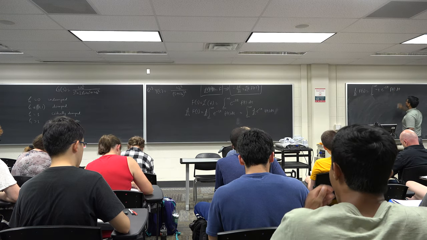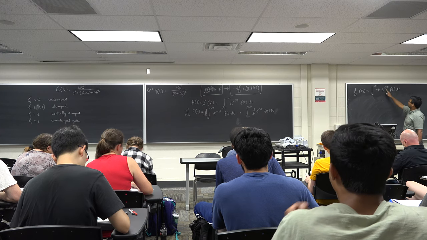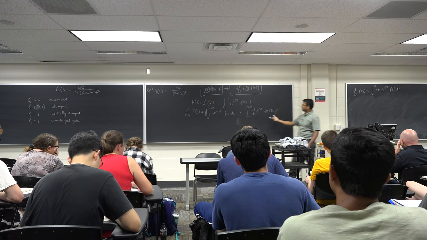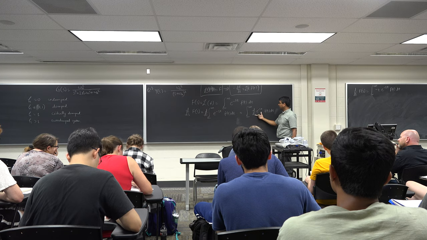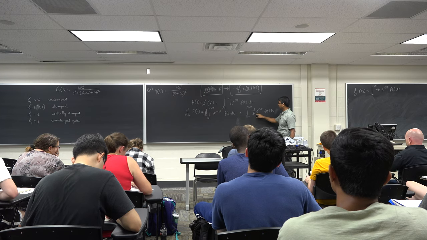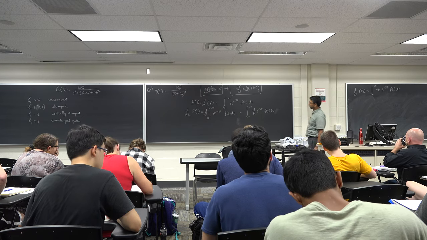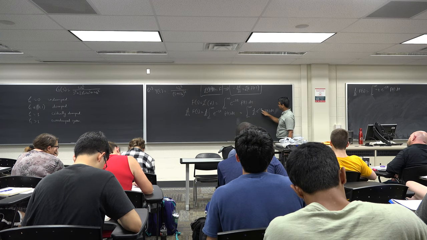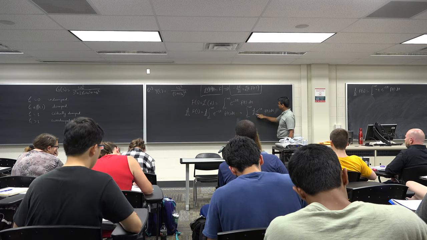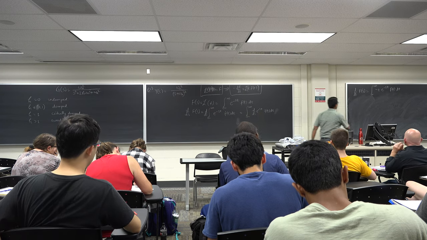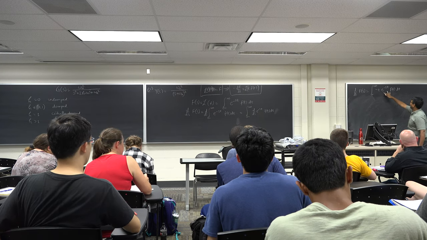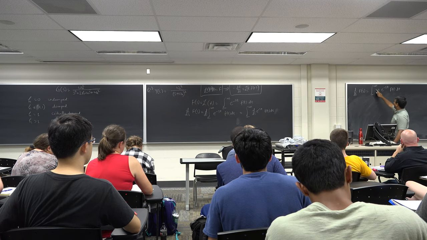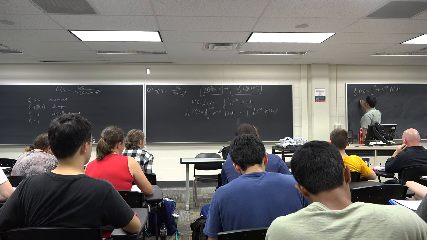So t is being treated as a constant in this expression because your derivative is only with respect to s, not with respect to t. And s and t are independent variables. So I'm going to treat t as constant and take the derivative with respect to s. That's exactly equal to negative t e raised to negative st f of t dt. I'm going to take the negative sign on this side.